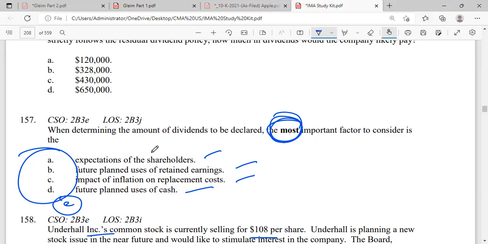I can see it in the chat section. Yes, it is future planned uses of cash. Yes, that's pretty general, but see, what are you going to do with your cash in hand? Do you have any good opportunity? Invest it there. If not, then what are the expenses? What are the uses of cash going to be for in the near future? That's going to be really important. Okay, so option D is the answer.